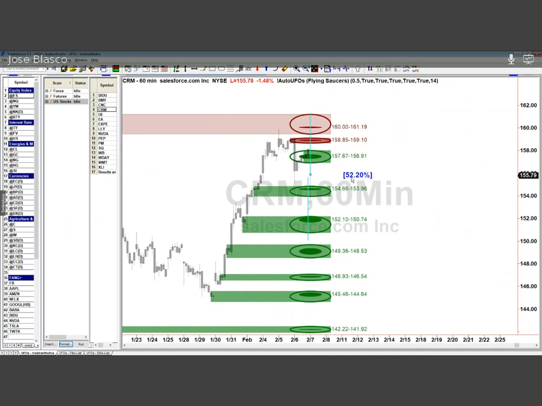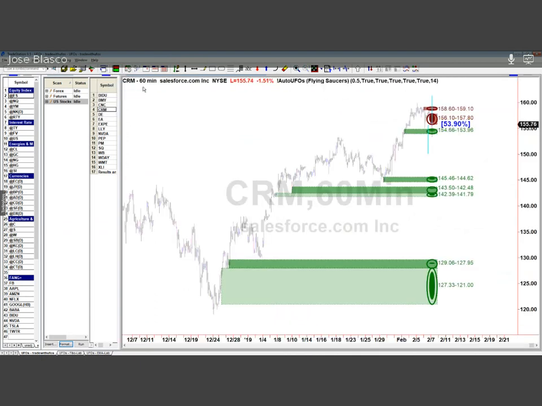Before I do that, 52.2 is the probability that we have with the regular session market data. If I switch to pre and post market, we got 53.90. So hey, pre and post market data is actually relevant for CRM.